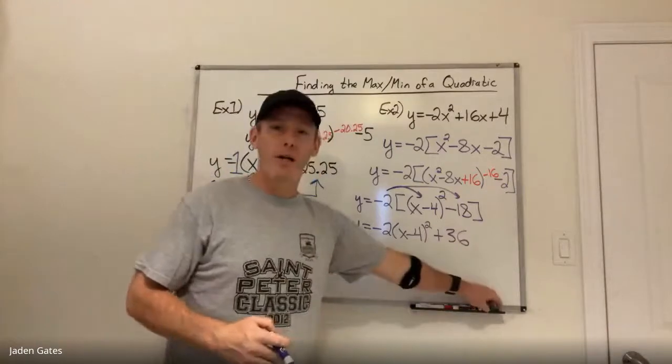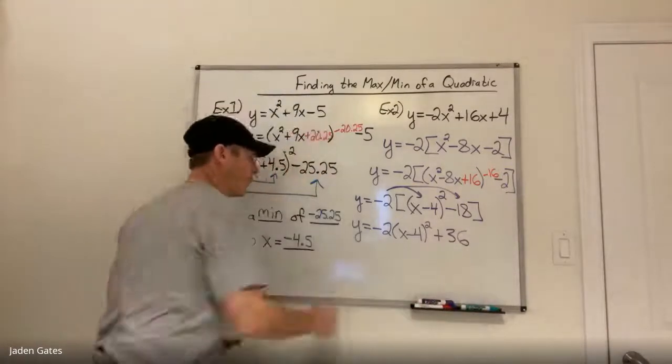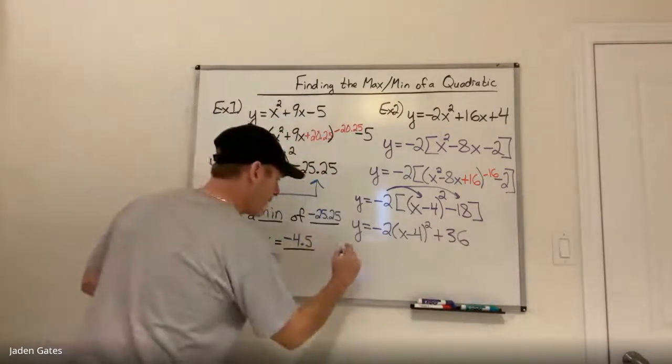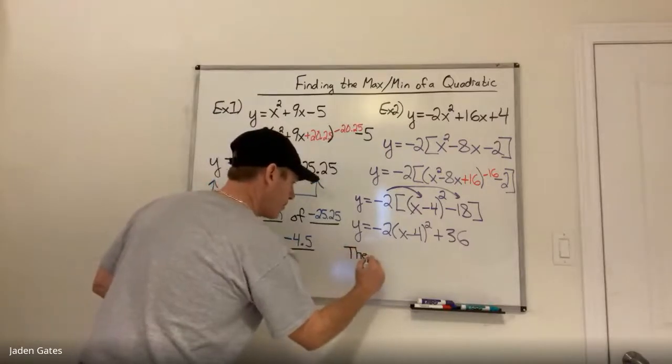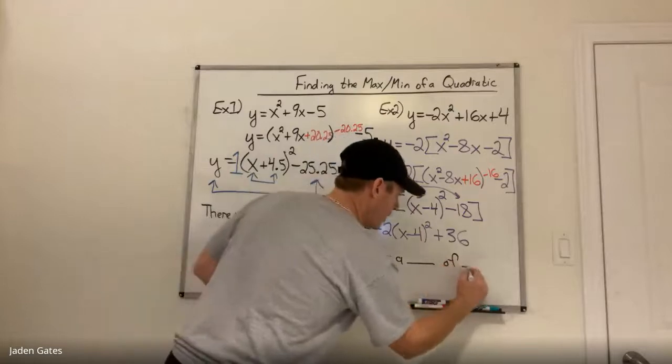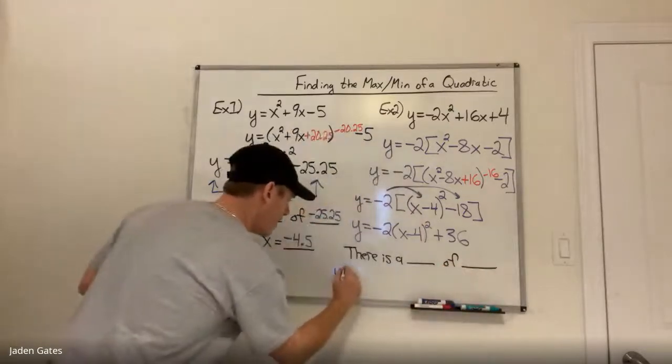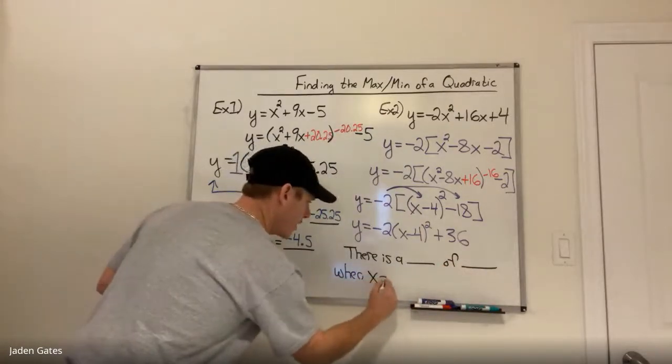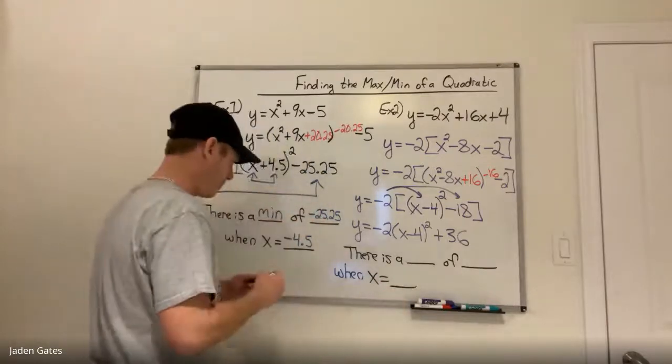So now I can complete my sentence, right? Where I have, there is a blank when x equals blank. Time to fill in the blanks.